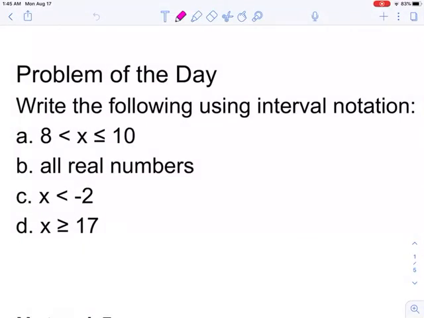Okay, so for a quick warm-up before we get into our notes and the explanation of what I want you to do with your quizzes, I want to take about 2 minutes and have you take these 4 right here and write them in interval notation.